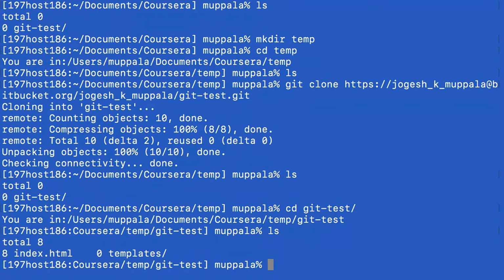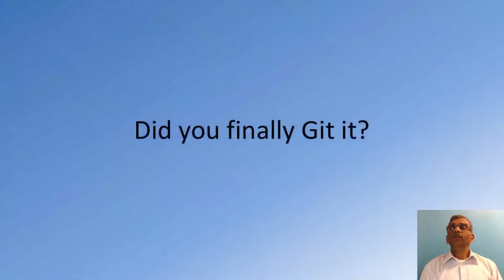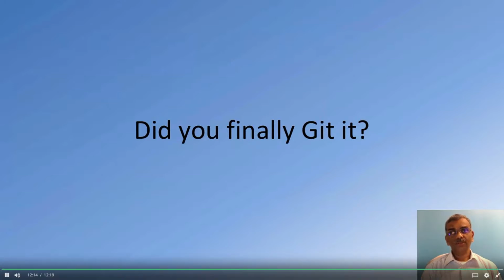All you need to do is to obtain the URL of the Git repository and then simply use git clone to get a copy of that onto your local computer. With this, we complete this exercise on using online Git repositories. So did you finally get it?